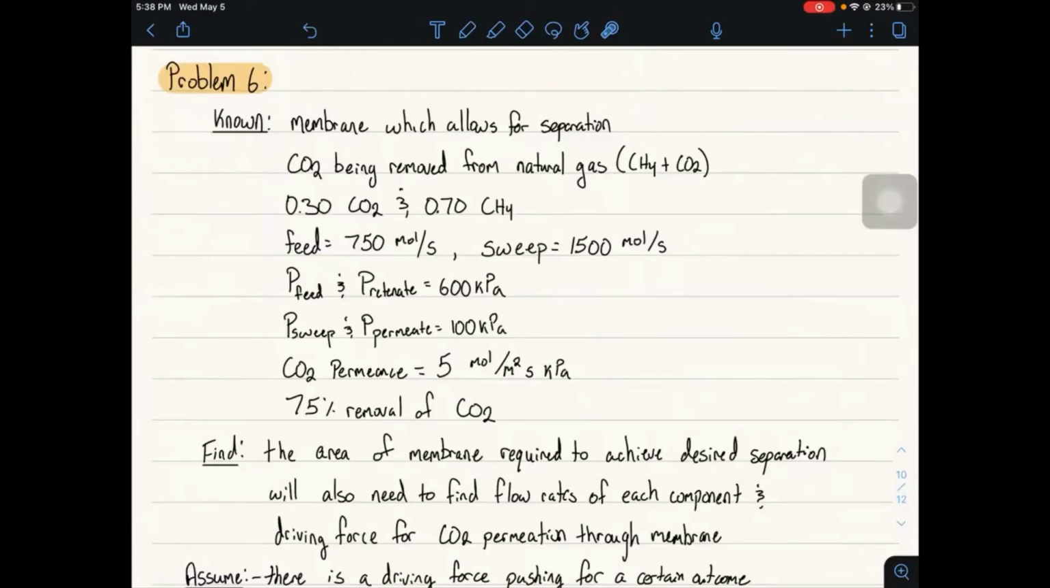Okay, for my final problem, we're trying to determine what the area of a membrane would be to achieve a required separation. So we have a membrane with the film deposited on the inside wall of a porous stainless steel tube, and it's being used to remove CO2 from natural gas, which is CH4 and CO2. And so the gas stream from the wellhead contains 0.3 CO2 and the balance CH4.